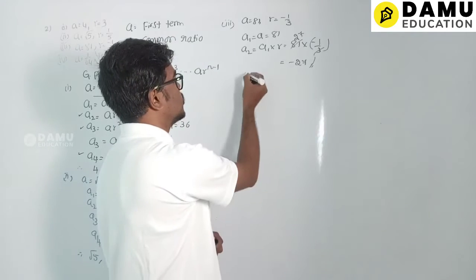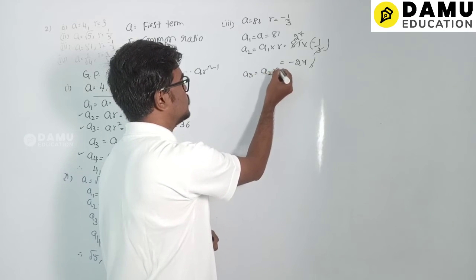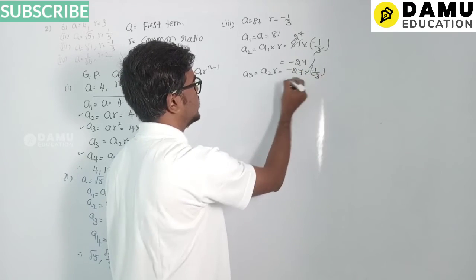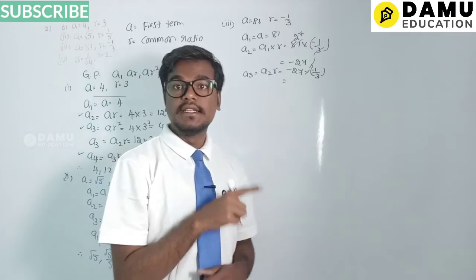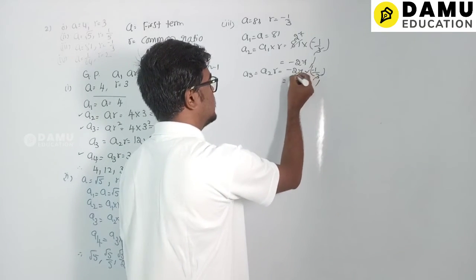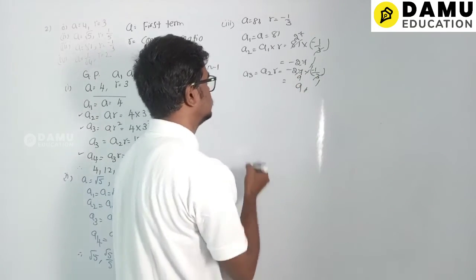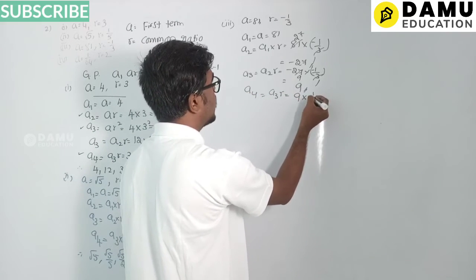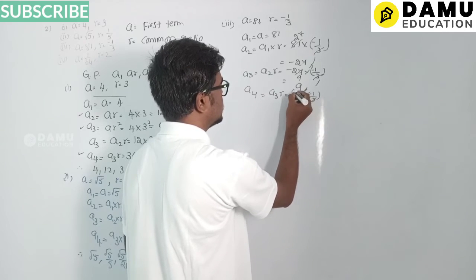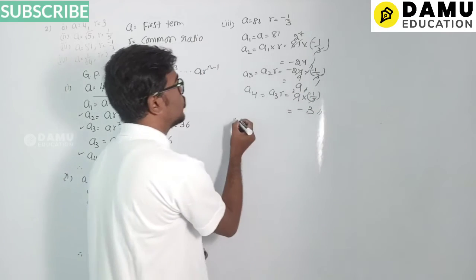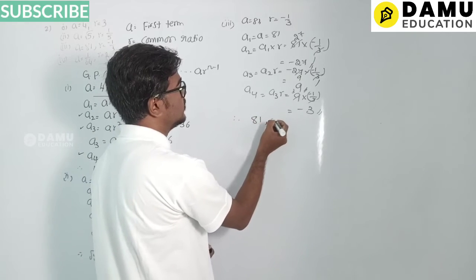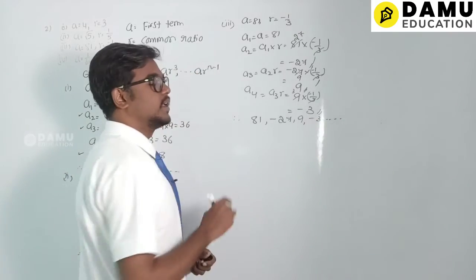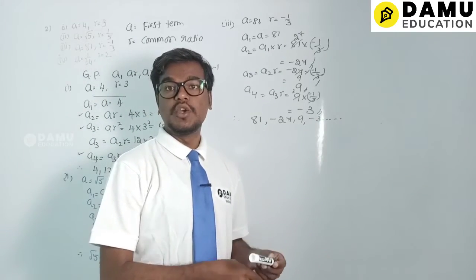Then what is the next one? So A3 is A2 into R. A2 is minus 27, R is minus 1 by 3. So minus minus will go into plus. So here 1 by 3, 3 1s are 3, 3 9s are 27, so 9. Then A4 will be equal to A3 into R, A3 is 9, R is minus 1 by 3. So 3 3s are 9, so minus 3. So what is the sequence here? 81, minus 27, then 9, then minus 3, and so on. We will get the series.